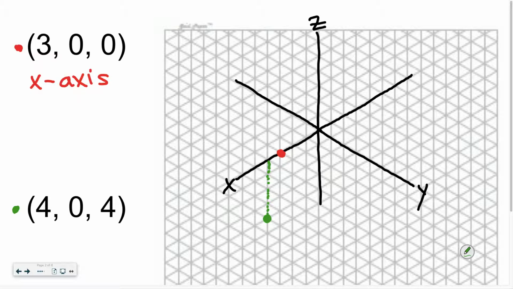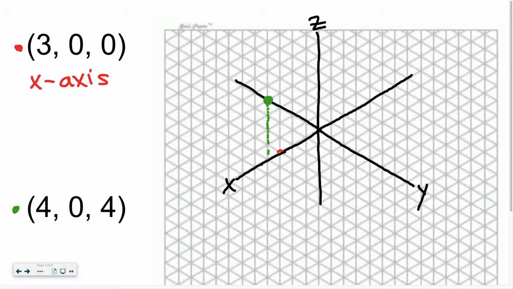Oh, that is the negative direction? It is a positive 4. So 1, 2, 3, 4. If I don't leave that breadcrumb trail, you would think that it was on the negative side of the y-axis. You see what I mean?